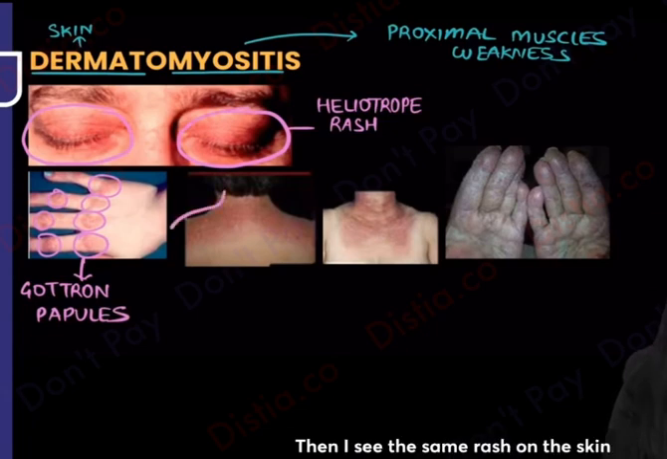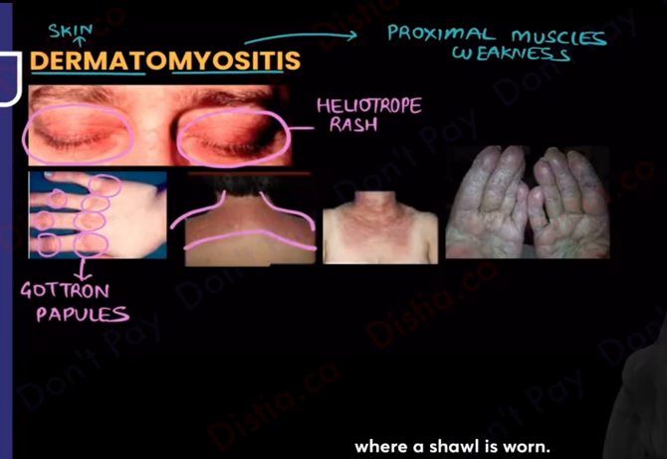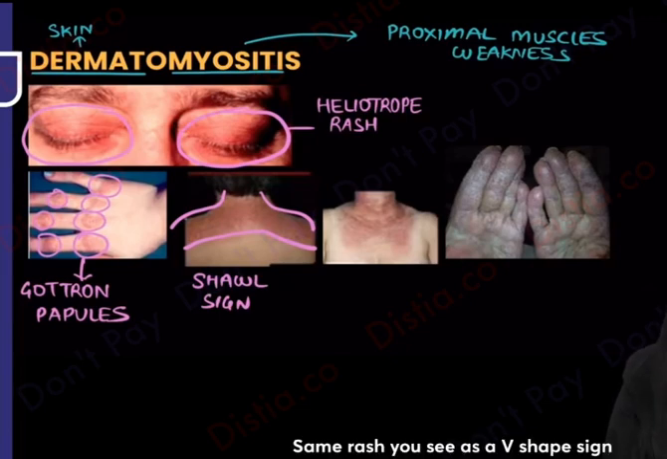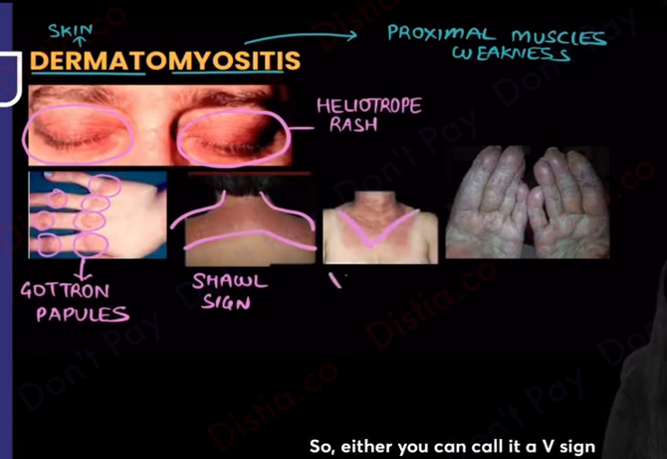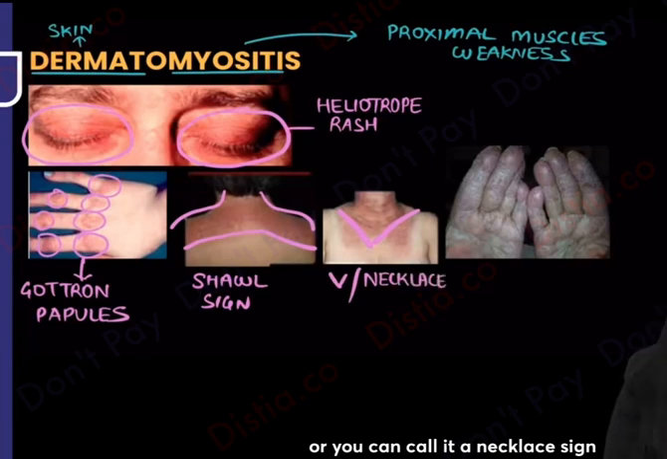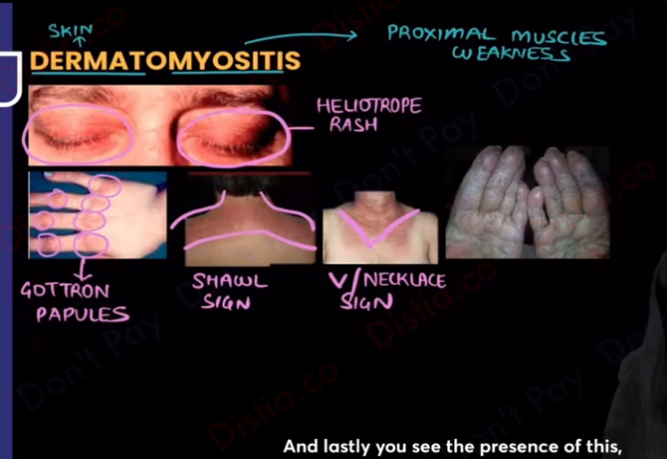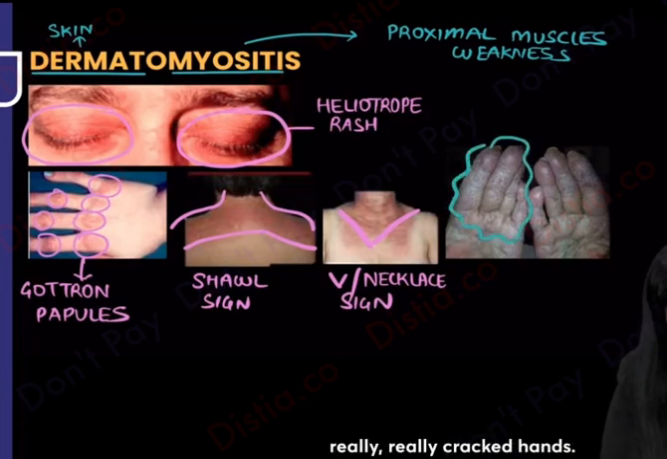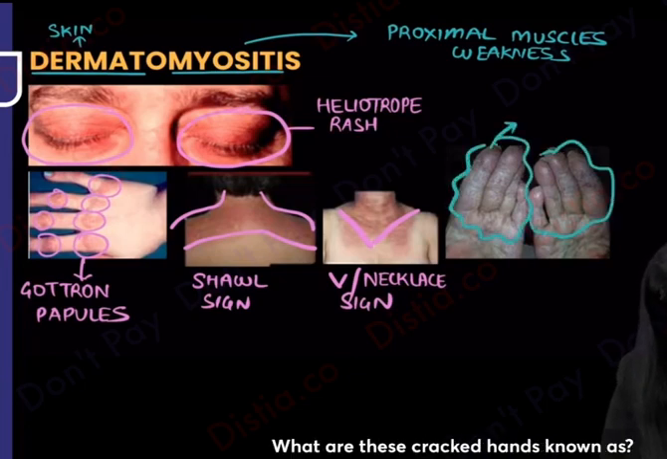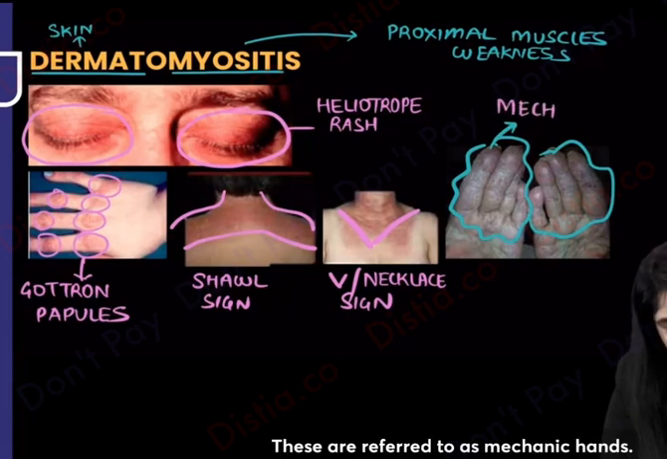Then I see the same rash on the skin of the neck and the back. Basically this is the area where a shawl is worn, on the shoulders. So that is a shawl sign. Same rash you see as a V-shaped sign on the neck. Either you can call it a V sign or a necklace sign. And lastly, you see really cracked hands. These are referred to as mechanic hands.